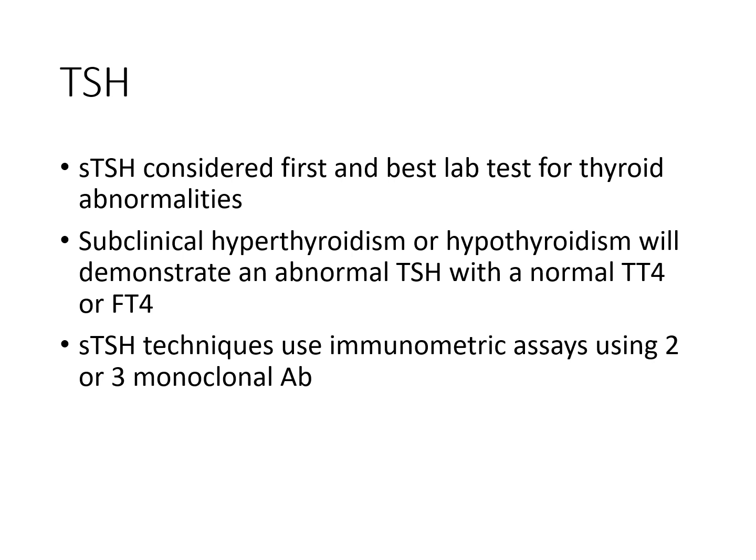The most commonly used high sensitivity TSH techniques employ immunometric assays that utilize 2 or 3 monoclonal antibodies for high specificity and accuracy. These assays are designed to detect even low concentrations of TSH in the blood.